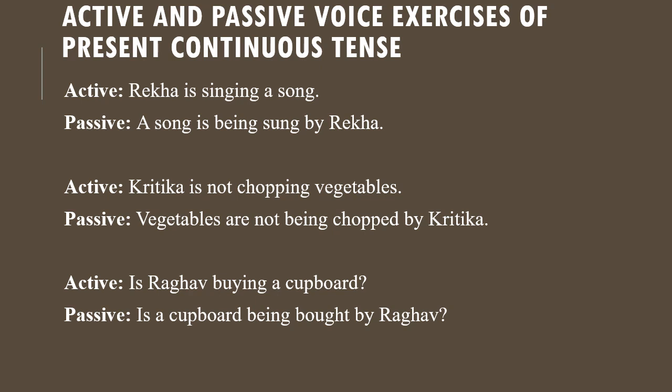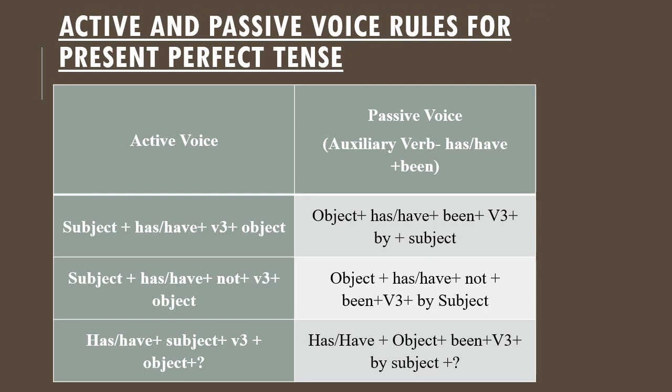Then is Raghav buying a cupboard? Is a cupboard being bought by Raghav? Then active and passive voice rules for the present perfect tense. Here we use subject plus has or have plus the third form of the verb plus the object. And in the passive voice, it will be the object plus has or have plus been plus the third form of the verb plus by plus subject.